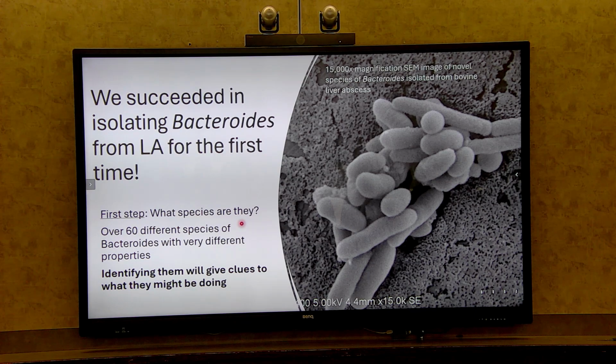But the first thing I wanted to know is, what species is this? So within Bacteroides, there's over 60 different species of Bacteroides that are known, and they have very different properties. Bacteroides is one of the most common organisms that you find in the gut. They're a central player in carbohydrate digestion. But if you can figure out what they are, and sequence their genome, you can get an idea of what they might be doing.